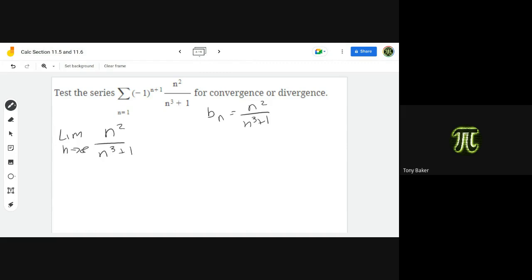In this case, I divide them all by what? n to the third, whatever the biggest on the bottom is. So I get 0 over 1, which is 0. So that checks off. That's the alternating check. So the next thing we have to show is that Bn plus 1 is less than or equal to Bn. So we have to show that this is decreasing.